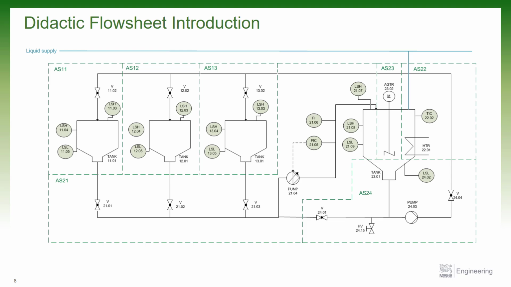For tank 1, we can see that the second digit of the control modules is 1. For tank 2, the second digit of the control modules is 2. And for tank 3, the second digit of the control modules is 3. And this is the way that Nestlé has established its tagging standards.